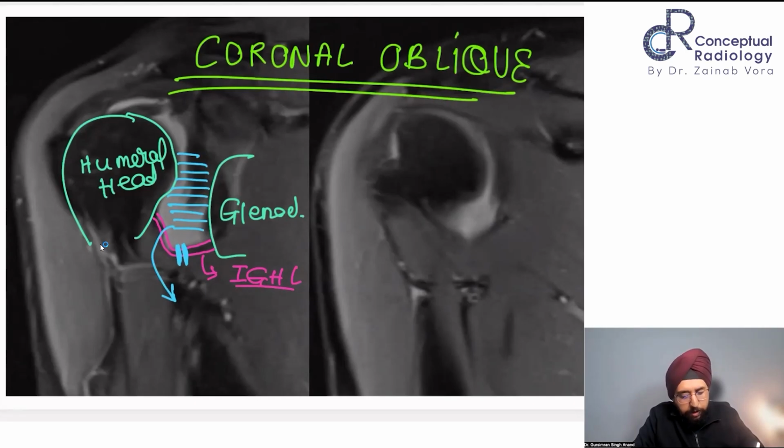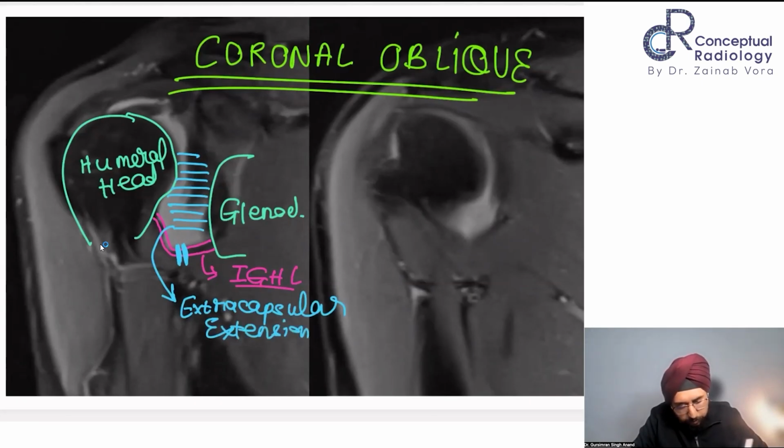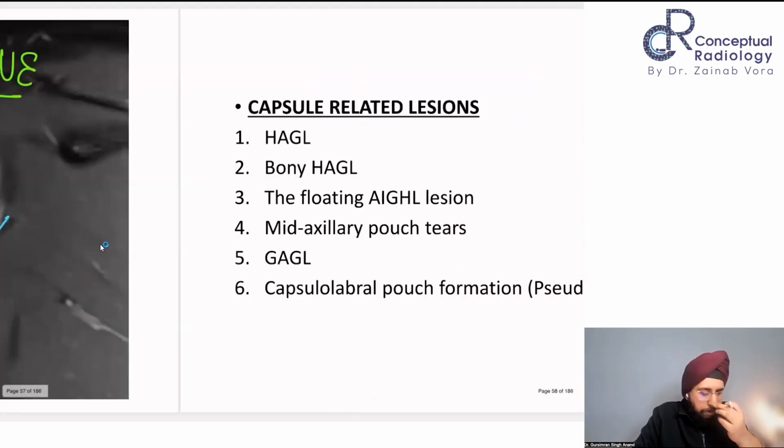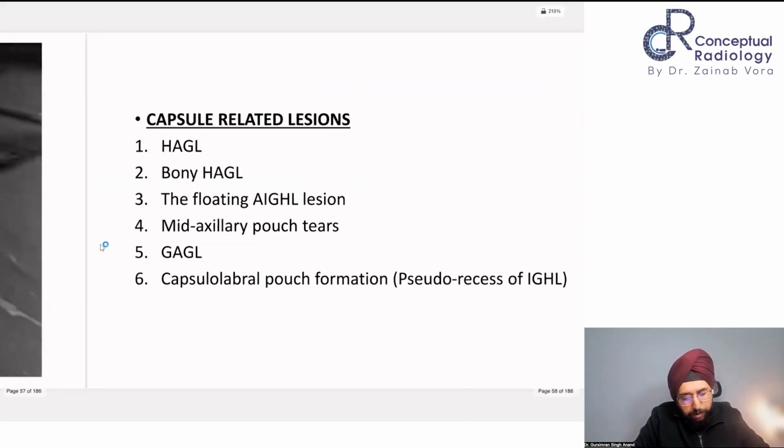Because, again, the reason I told you, even if you repair the Bankart and you repair the Hill-Sachs, but you forget to repair the IGHL, the degeneration will set in very early. Within 4 or 5 years, advanced glenohumeral osteoarthritis will set in. So, extracapsular extension of the joint fluid whenever there's a tear of the IGHL. The shape is a normal U shape on the coronal obliques in a normal IGHL. Okay, so let us move on to the tears.